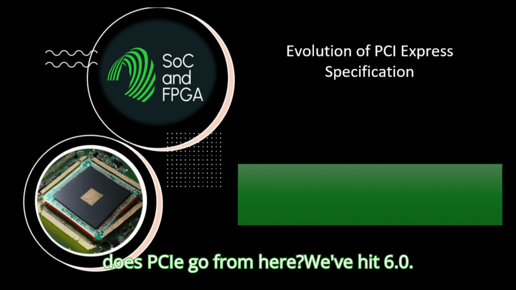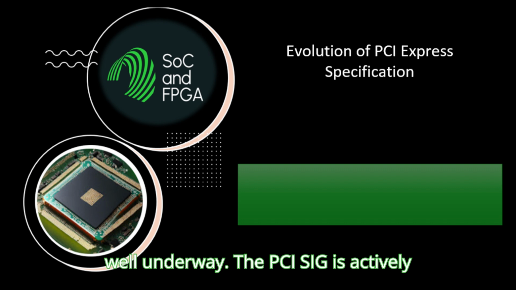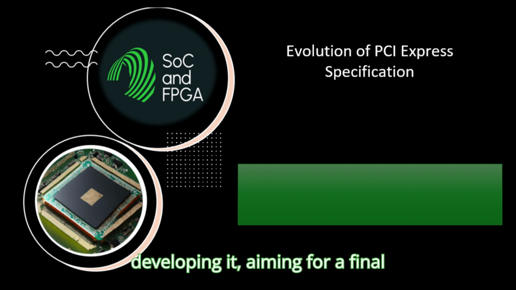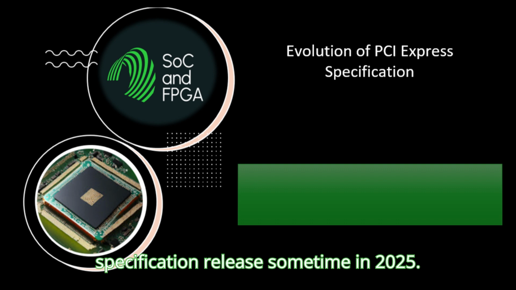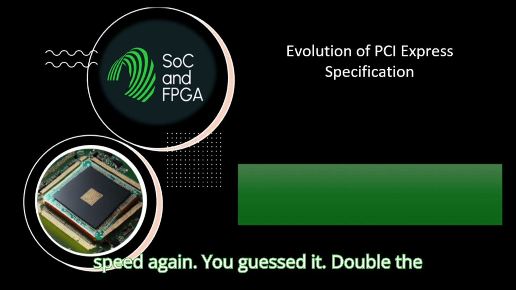Fascinating stuff. So where does PCIe go from here? We've hit 6.0. What's next? PCIe 7.0 is already well underway. The PCI-SIG is actively developing it, aiming for a final specification release sometime in 2025. And the goal? Let me guess. Double the speed again. You guessed it.